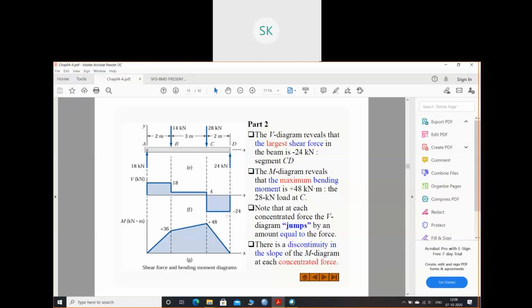So at 5 meter distance, this is your minus 24. Draw minus 24. Again, at 7, you are getting minus 24. So join this point. This is my shear force diagram. Understood? Understood the shear force diagram? How we have drawn the shear force diagram? Please respond.